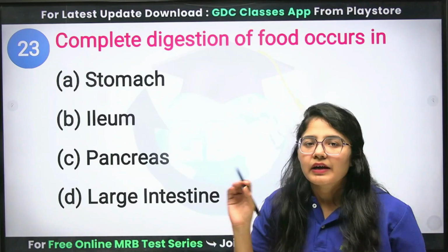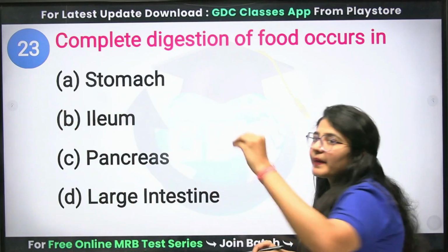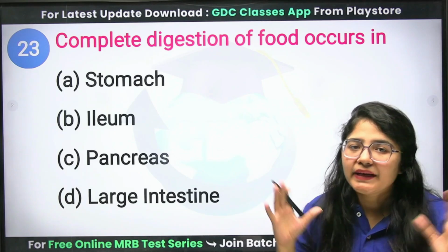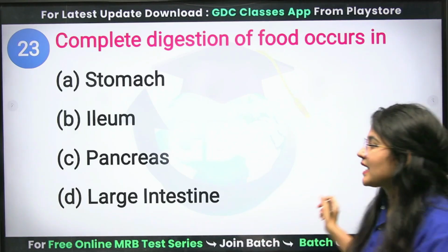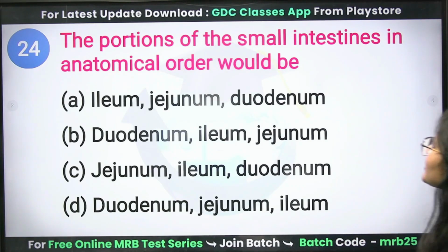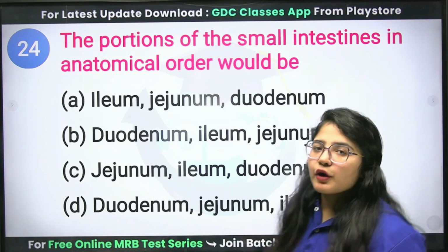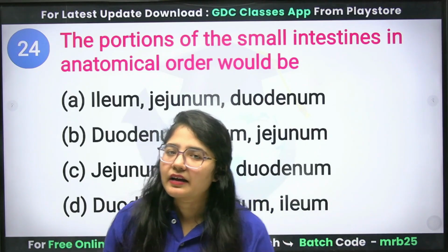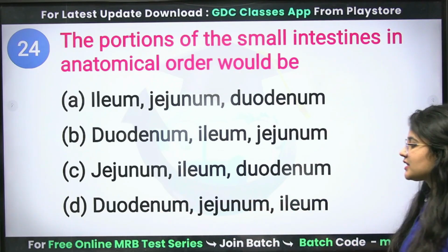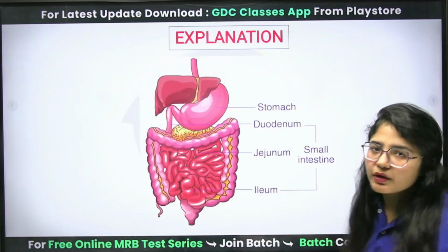Next question. Complete digestion of your food takes place in your ileum. This is a part of your small intestine. Digestion as well as absorption is completed at the last part of your small intestine. The correct answer will be your ileum. Clear? Next question. The portions of the small intestine in anatomical order would be, as informed in earlier questions, D, J, I. Clear? D stands for duodenum, J stands for jejunum, and the last part is your ileum. So this is the correct order of your small intestine.